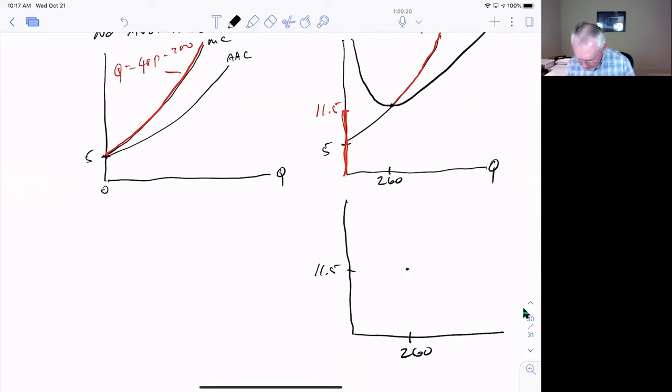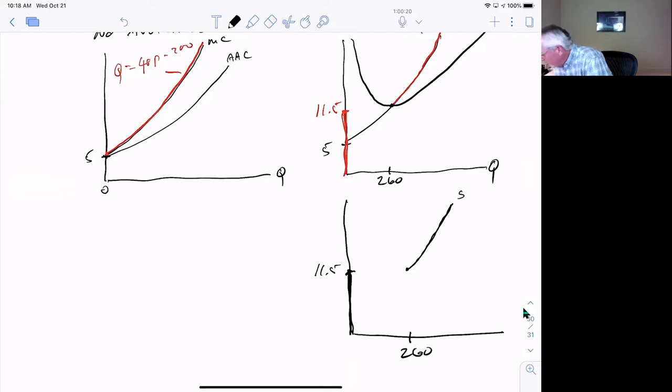Right here, 11.5. Dan's supply curve looks like that. And it's 0 for any price less than 11.5. So there's this discontinuity in Dan's supply. It goes up this axis at 0, and then it skips over here and Q becomes positive at P at least 11.5.